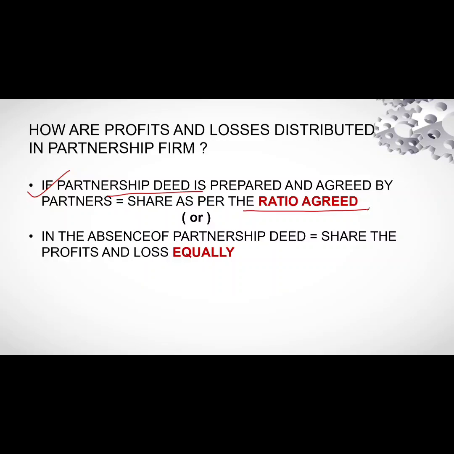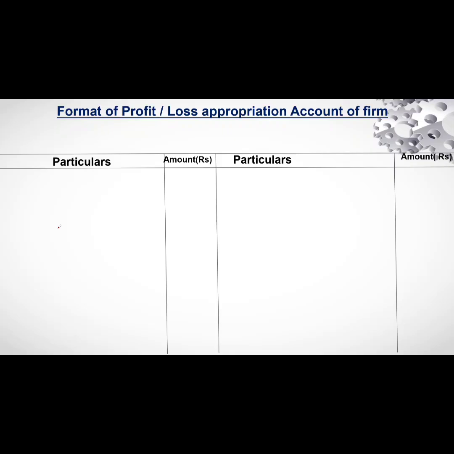So this is how the profits or losses in the Profit and Loss Appropriation account will be distributed to the partners, and it will be transferred to the partners' capital account. So now next we'll see the format of Profit and Loss Appropriation account. It is again the simple format like a profit and loss account. We have debit and credit side, and it is named as Profit and Loss Appropriation account.